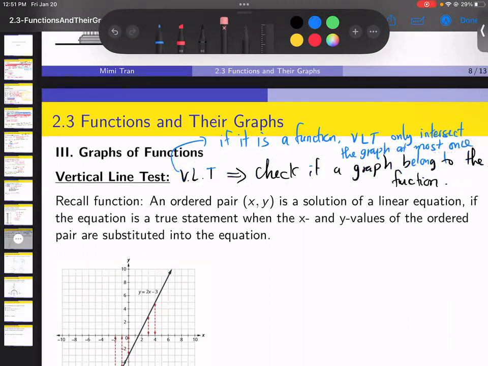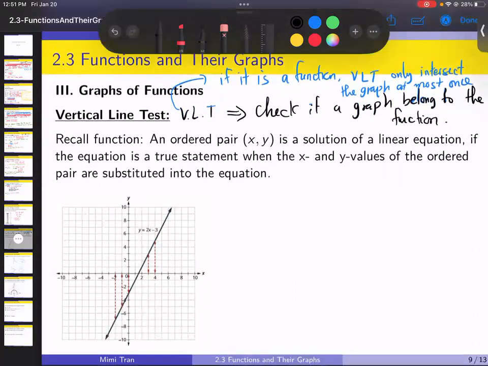Make that black. It makes sense. Let me show you what happened. Is this a function? Yes, right? If you arbitrarily draw any vertical line, somebody can draw from here, it doesn't matter. Everywhere you draw, it only intersects the graph at most one point, right? So yes, the black line is a function.